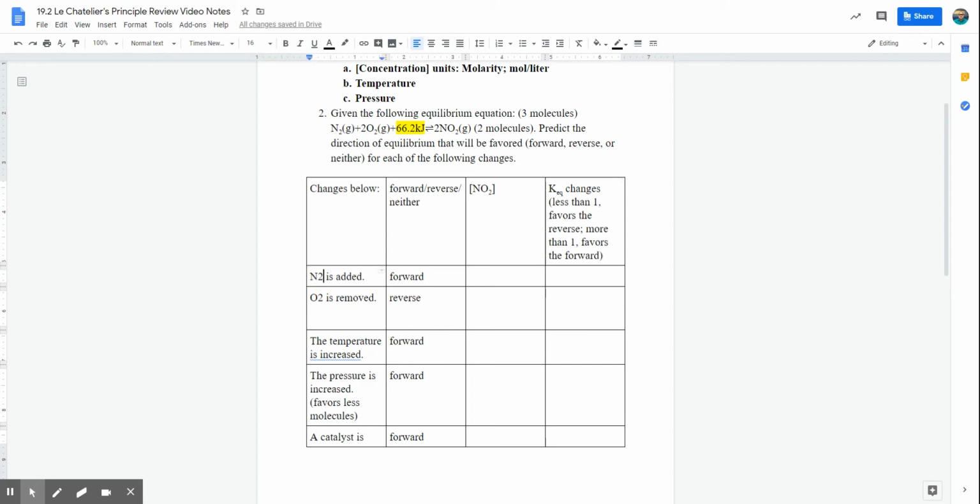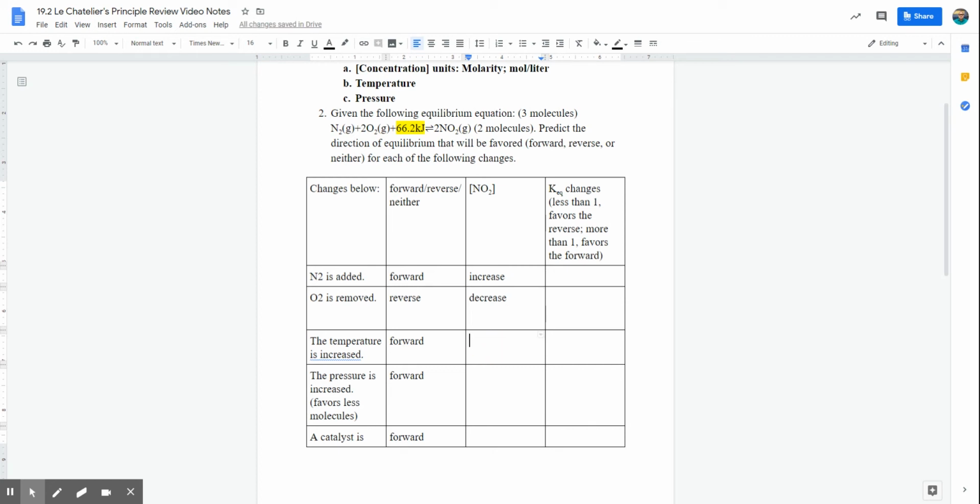Okay, so if I add N2, the forward reaction is favored. So that means the amount of NO2 is going to increase, right? If you have more of your reactant, you can make more of your product. Makes sense. O2 is removed. Remember, it creates a vacuum, so it goes in reverse. So this is actually going to be a decrease. And you kind of start seeing a trend.